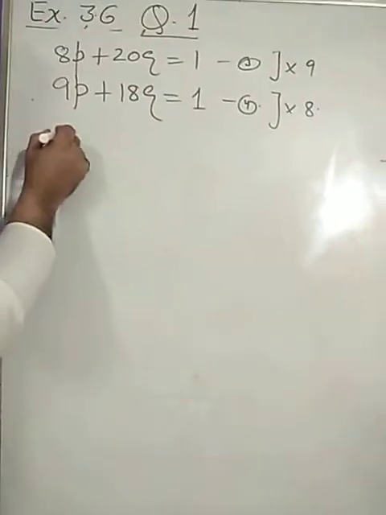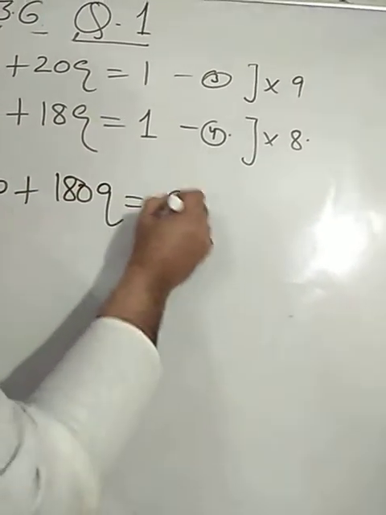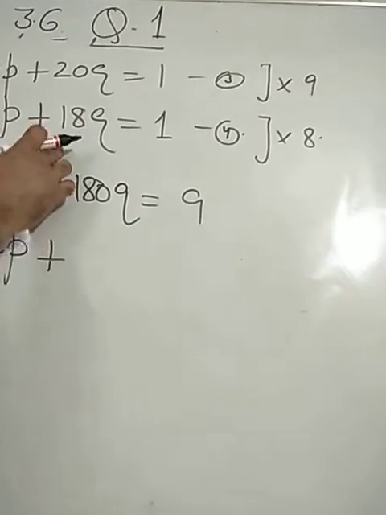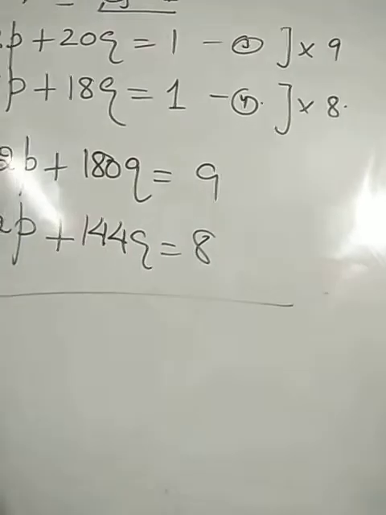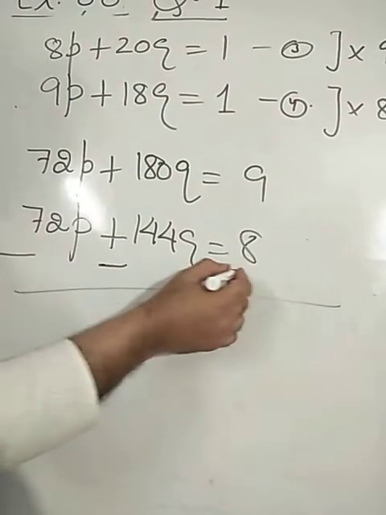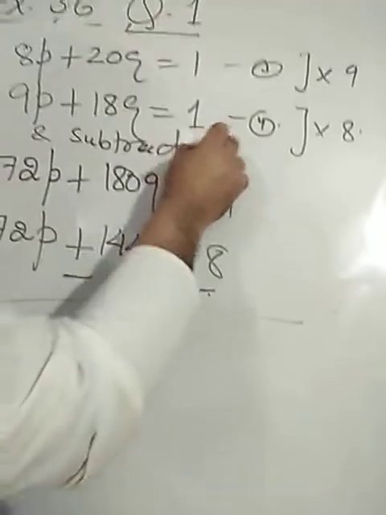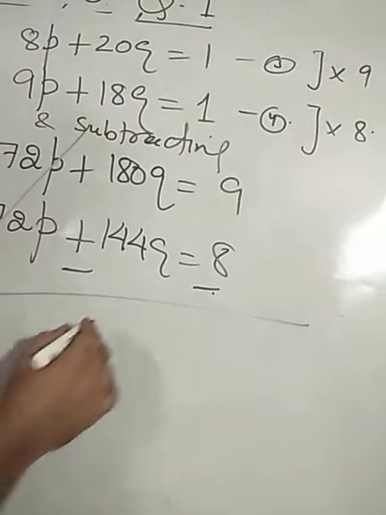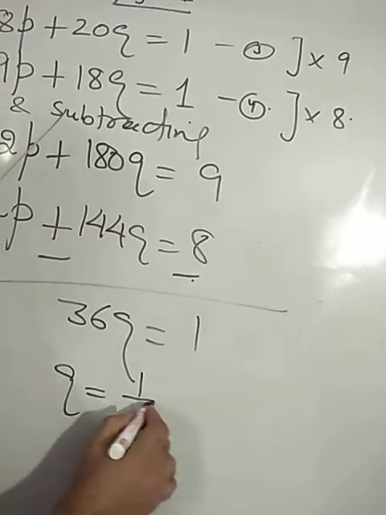So 9 8s are 72 P plus 9 20s are 180 Q equals 9, and this one is multiplied by 8: 72P plus 18 into 8, that is 144Q, equals 8. Same sign, subtraction. Multiplying equation 3 by 9 and subtracting, need to mention this. 72 cancels, 180 minus 144, that is 36Q. 9 minus 8, that is 1. Q equals 1 over 36.